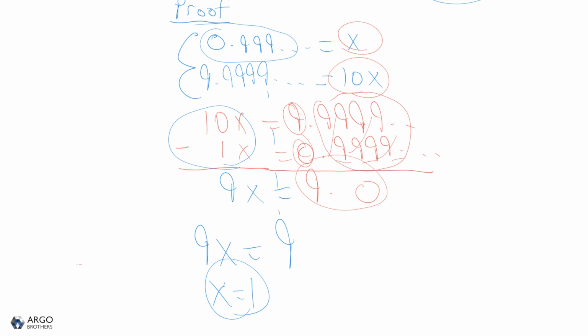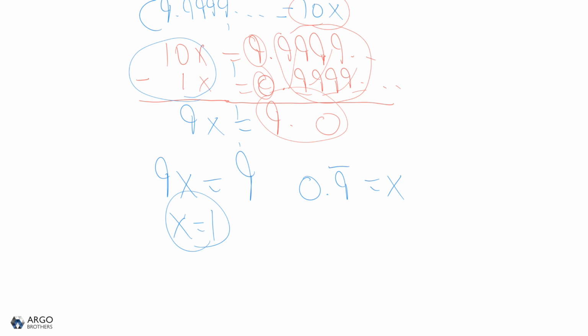All right, so if x is equal to 1, then we just proved that 0.999 repeated is 1. Because remember, look up here. We have 0.9 repeated, which is equal to x. That's what we said in the beginning. So now that we found that x is equal to 1, we know 0.9 repeated is equal to 1 as well. So here's our conclusion: 0.9 repeated is equal to 1. Yes, that is true. All right, great.